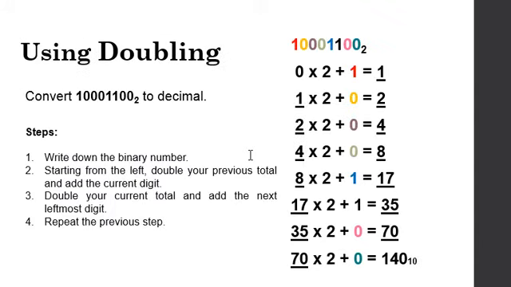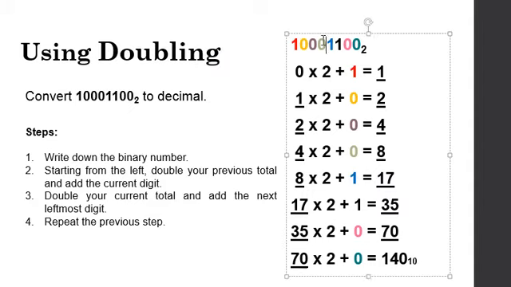Now let's talk about the next method, which is doubling. This is way easier for me. I hope you find this easy too. These are the steps here, but I will give you my simplified steps. We will convert the same number and let's check if we can still get the same conversion, which is 140. So I just copied this here. This is just the same number.